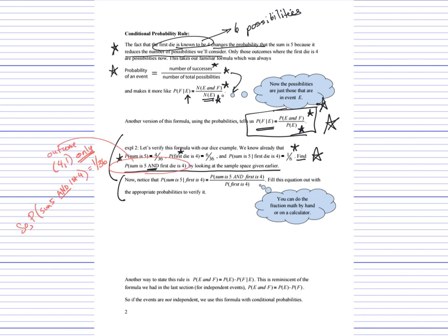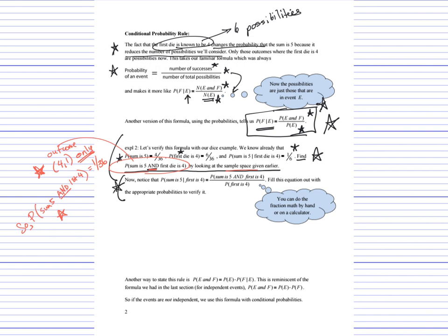Okay, so again, I went back to my sample space, those 36 possibilities that I had listed on the last page. In fact, I was looking for the outcomes that had a sum of 5 and the first die is a 4. And it turned out that there's only one outcome of that description, and that's 4, 1. And so the probability that the sum is 5 and the first is a 4 is 1 out of 36. And again, that's just number of successes over number of possibilities. So let's wrap this question up.